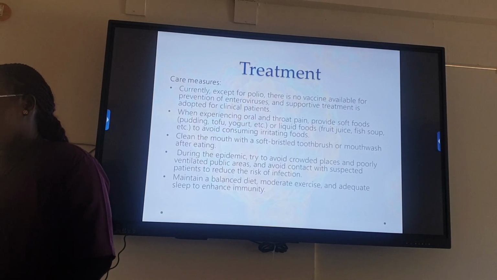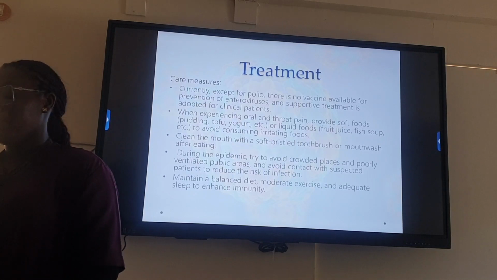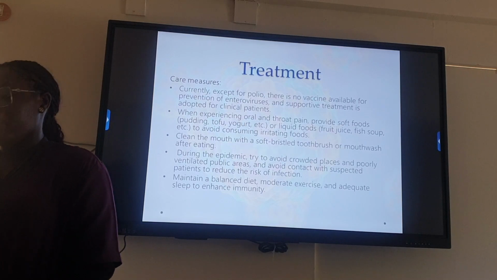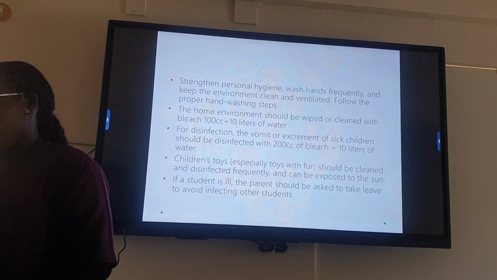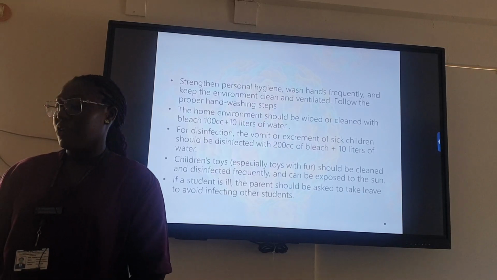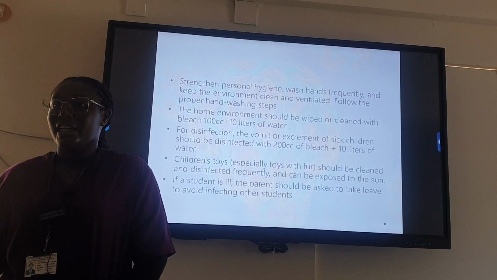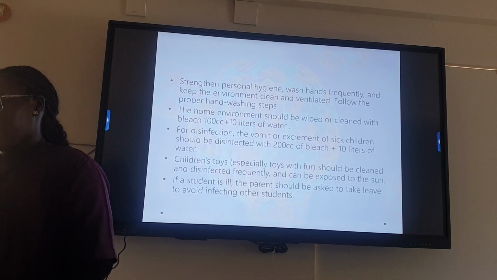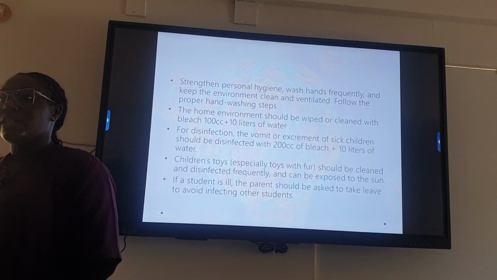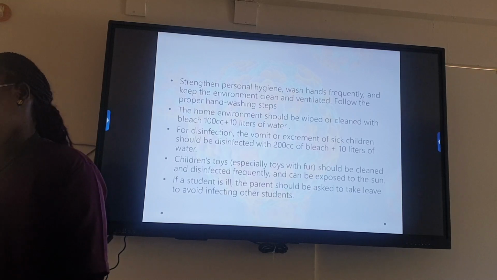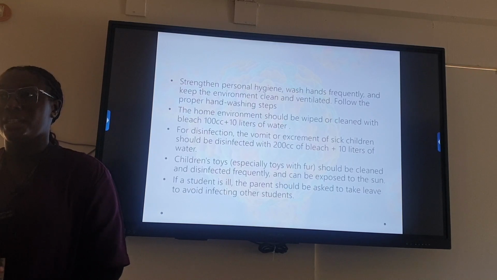During an epidemic, try to avoid crowded places and poorly ventilated places, and avoid contact with patients who are infected or have been exposed. Maintain a balanced diet, moderate exercise, and adequate sleep to enhance your immunity. Strengthen personal hygiene and wash hands frequently. The home environment should be kept clean. Vomit or excrement of sick children should be disinfected properly. Toys and bedding should be properly cleaned, disinfected, and exposed to the sun to kill the virus. If someone falls sick, they should take leave so that they avoid infecting others.